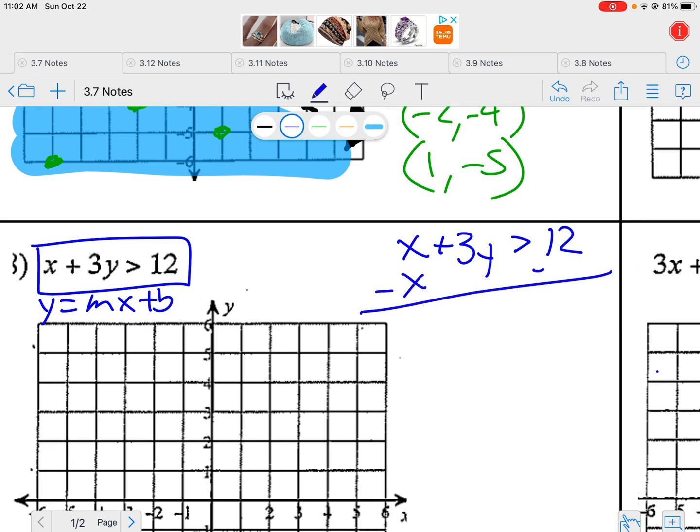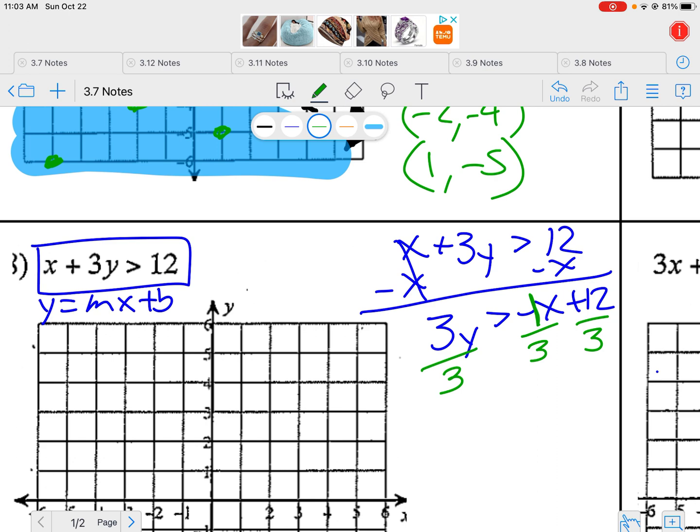What I do to one side, I do to the other. So I have 3y is greater than -x plus 12. My next step is I need to divide by my coefficient. Divide by my coefficients. I remember that if I don't have a number next to x, my number is 1. So y is greater than -1/3 x plus 4. And so now I'm able to graph it.